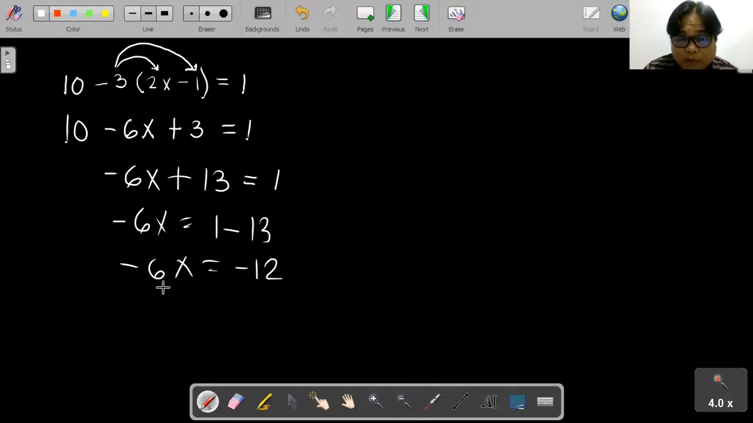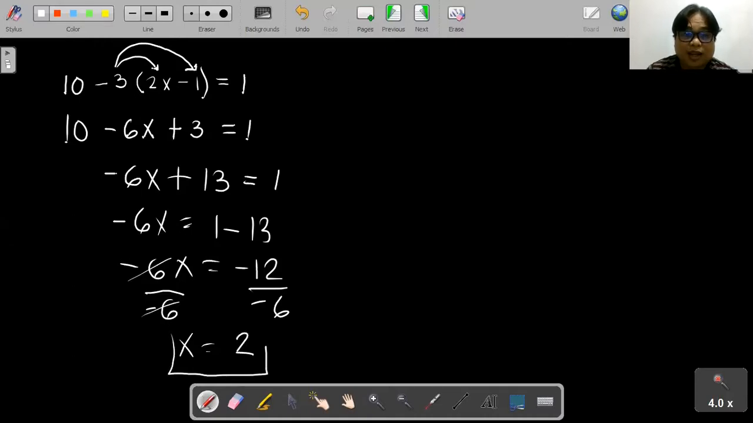So to solve for x, we just have to divide each term by that coefficient. Negative 6 cancels out. All you have left is x equals negative 12 divided by negative 6. You have positive 2. It's positive. Why? According to the rule, when you divide like signs, meaning when you divide two numbers that are both positive or both negative, the answer will always be positive.